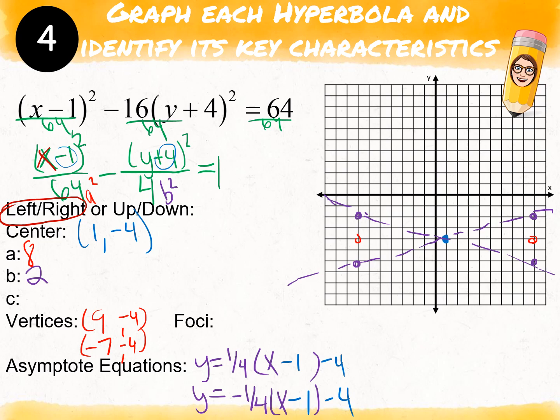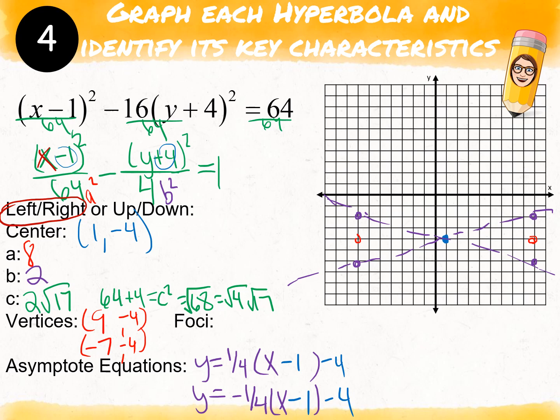All right, last piece. Let's talk about our c value, our focus. We got to do a little bit of work. A squared plus b squared equals c squared. 64 plus 4 equals c squared. That means c squared equals 68. I need to square root both sides. I'm pretty sure that breaks down. Let's see. 4 fits in. I'm getting 17 times. So my c value will be 2 square root of 17.